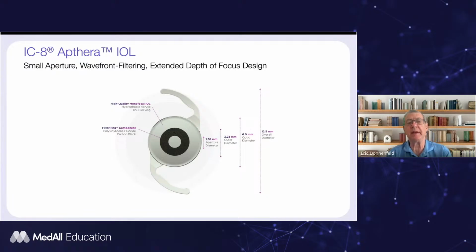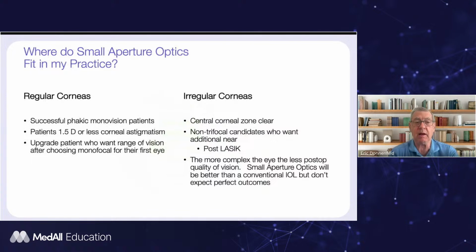The last lens I want to speak about is the IC8, a thera pinhole lens. This is a Bausch & Lomb lens. It has a 1.36 millimeter aperture. And all you have to do is show a patient a pinhole in their office to show how this works. It filters out light in the periphery. For regular patients, it's very good for successful monovision patients.